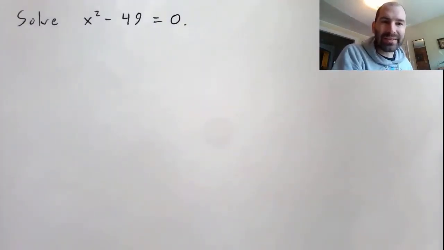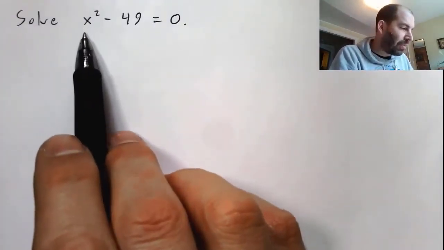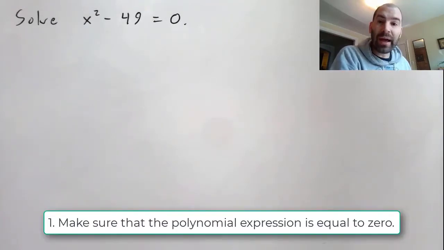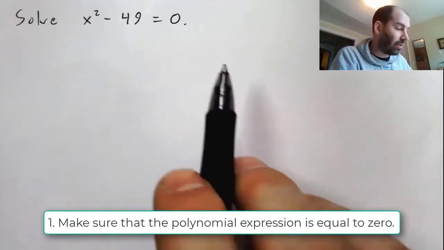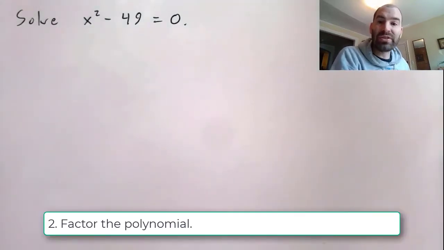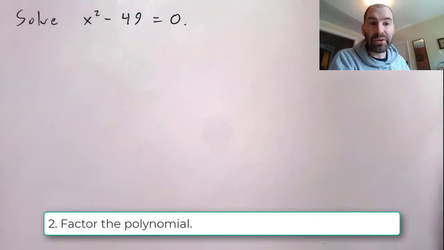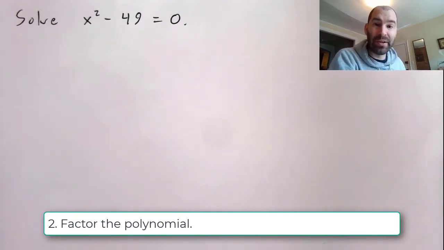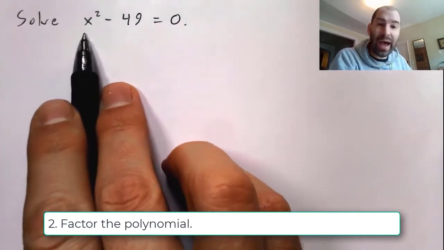Okay, here's our next example. We want to solve this polynomial equation. x squared minus 49 equals 0. So let's go through the steps. The first step was to make sure that on one side of the equal sign we have a 0, and we do. So that part's done. Step 2 was to factor the other side. We need to factor it to write it as a product so that we can use the zero product property. So let's do that. We need to factor this.